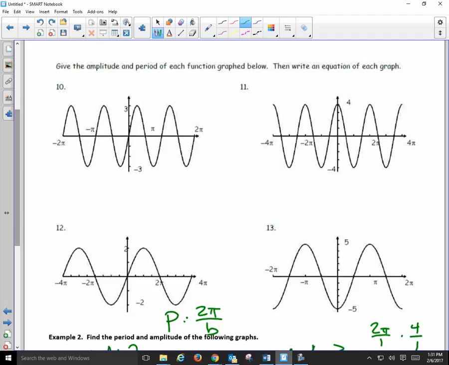Okay, let's look at the graphs. We're actually going to identify the amplitude, the period, and we're going to write an equation for it, okay? First of all, is this going to be a sine graph or a cosine graph? Why is it sine? Yeah, so it's a sine graph. What's the amplitude? 3.